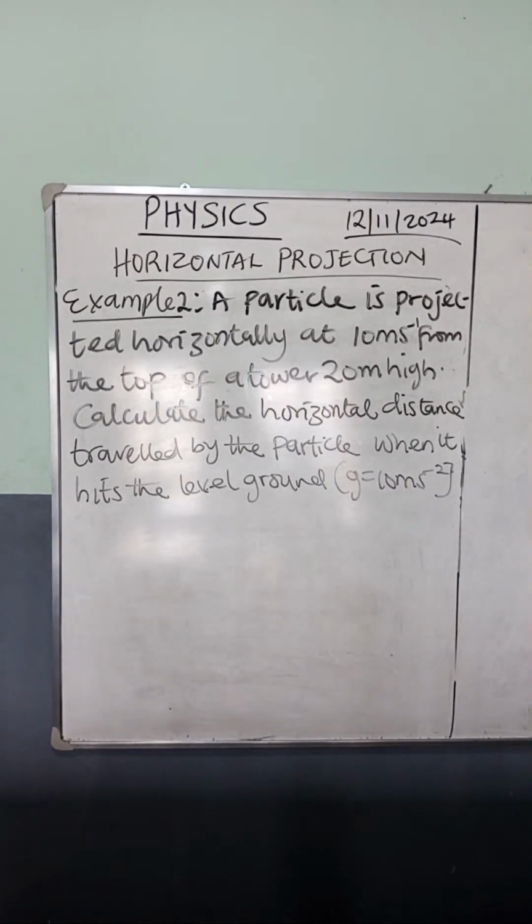So, can we read the question, everybody? Please read the question. A particle is projected horizontally at 10 meters per second from the top of a tower 20 meters high. Calculate the horizontal distance traveled by the particle when it hits the level ground.